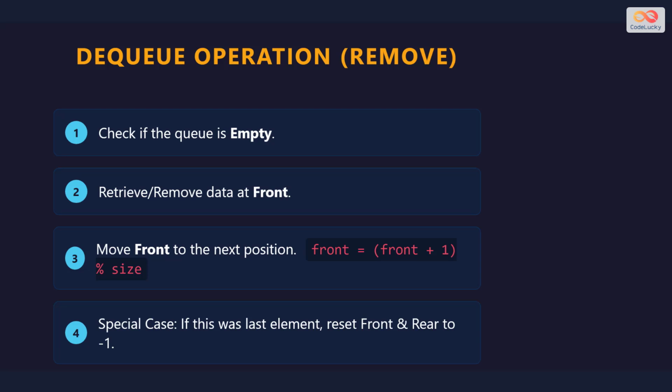Removing data, or dequeue, works similarly. We first ensure the queue isn't empty. Then, we access the data at the front pointer. After that, we move the front pointer forward. If we just removed the last item, we reset both pointers to indicate the queue is empty.